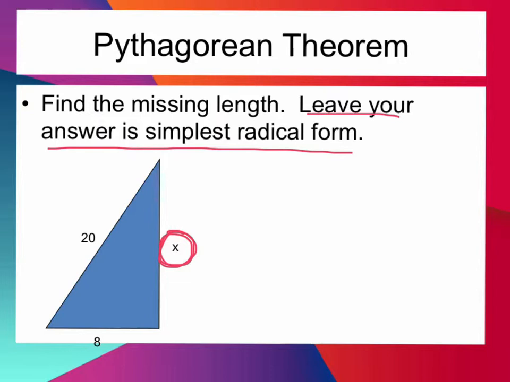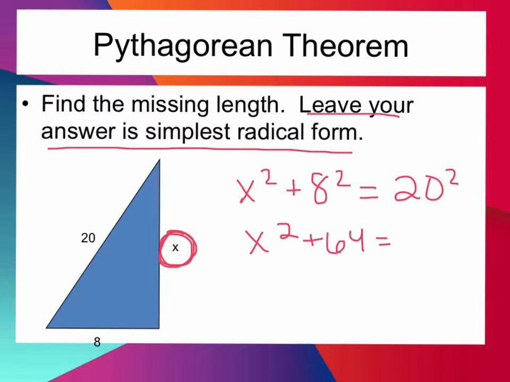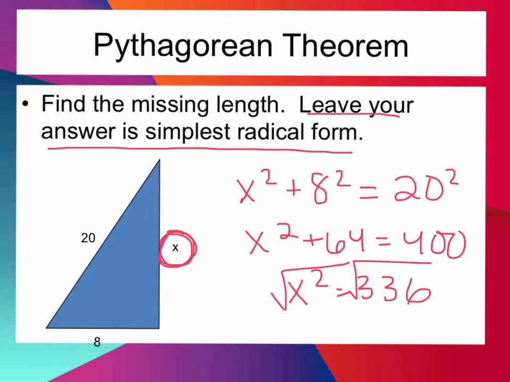So we're going to do x squared plus 8 squared is equal to 20 squared. And so I have x squared plus 64 equals 400. 400 minus 64 is equal to, so x squared is equal to 336. I'm going to square root both sides. So the square root of 336 is, oh, you remember we have to leave it in simplest radical form.